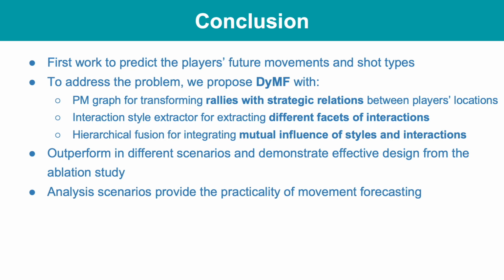In conclusion, we introduce a movement forecasting task, which predicts the player's future movements and the shot types. To address this task, we propose DYMF with the PM graph for transforming rallies with strategic relations between players' locations. The interaction style extractors aim to extract mutual interactions across time and capture dynamic tactics based on the player's past movement patterns. Furthermore, the hierarchical fusion is designed to integrate the mutual influence of styles and interactions to decide the next action. From the experiments, our model empirically demonstrates its effectiveness compared to both sequence and graph-based approaches. Also, we illustrate two cases to show the practicality of movement forecasting.